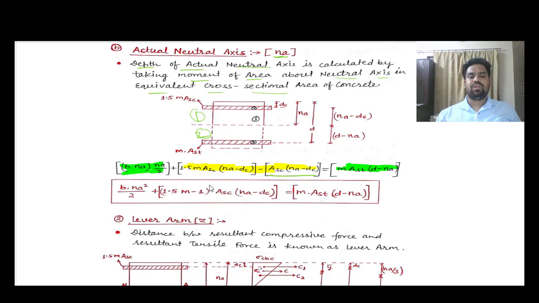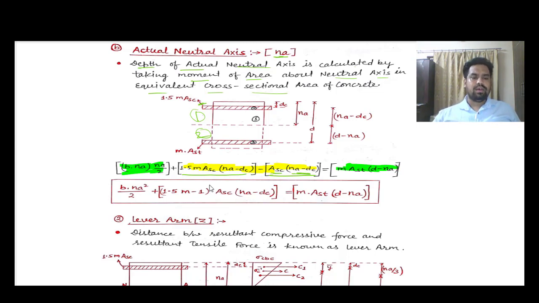So this is subtracted from this particular total area. So here, (1.5m)·Asc into (NA minus dc). This part is the total moment of area of steel provided in compression. But as we are analyzing this part for a transformed section, steel is now replaced by concrete. There was some vacant space due to steel which is not considered here. So minus Asc into (NA minus dc).